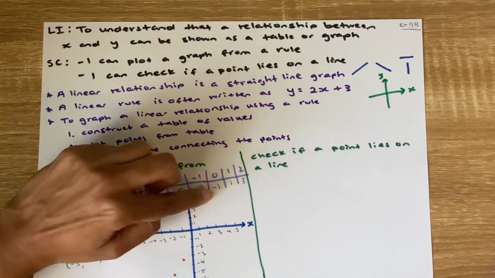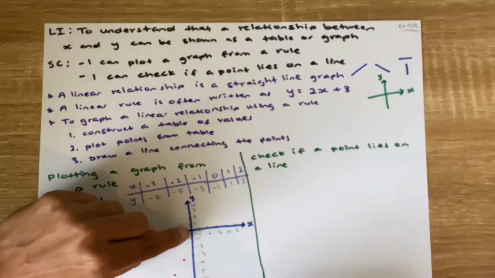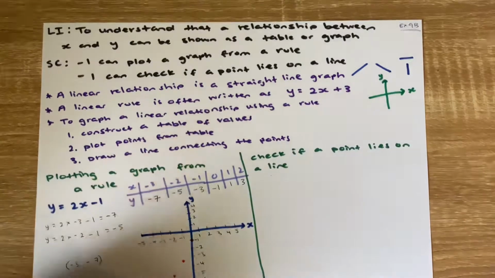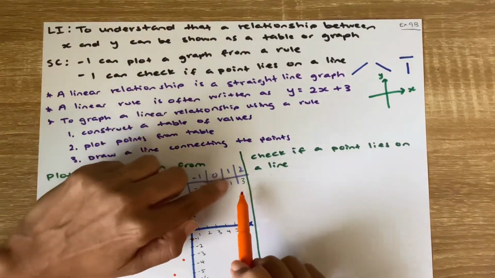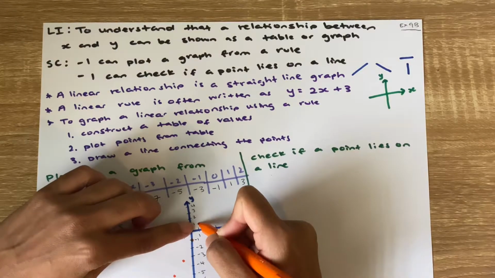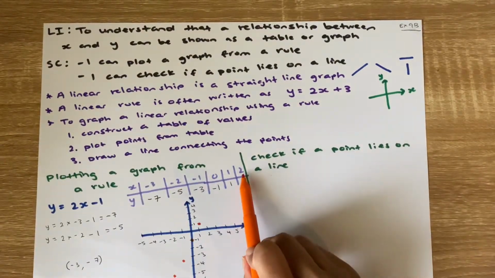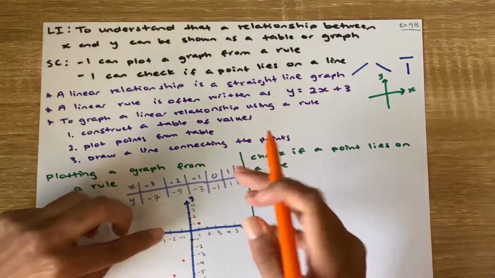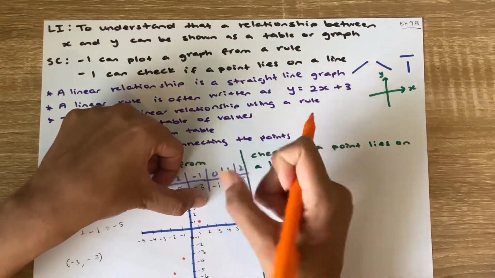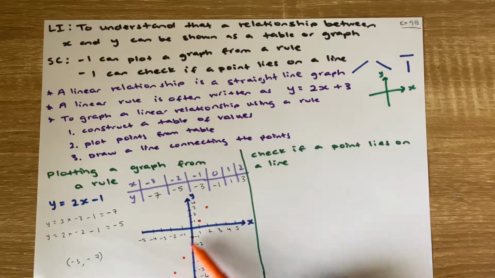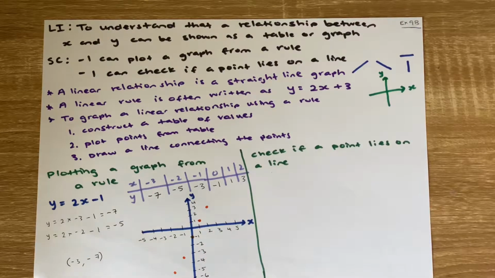Okay, 0, -1. So 0, remember, is at our origin. -1 on my y-axis is over here. And then 1, 1. So 1 on my x-axis, 1 on my y-axis would be there. And then 2, 3. So 2 on my x-axis and 3 on my y-axis would be joined up here. Now, what do you notice about these dots? They are forming a straight line.